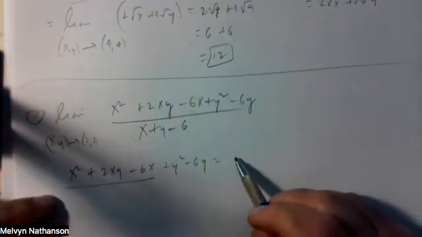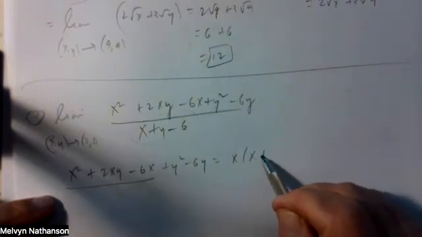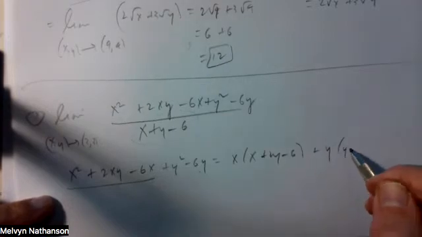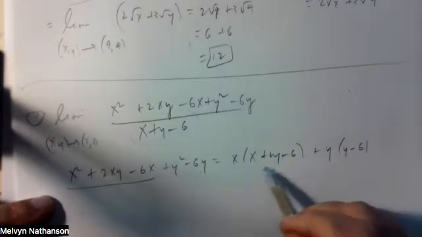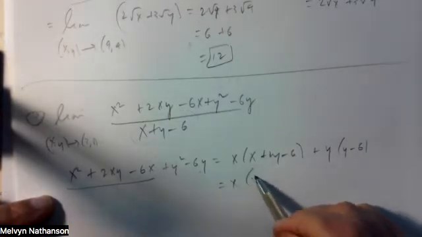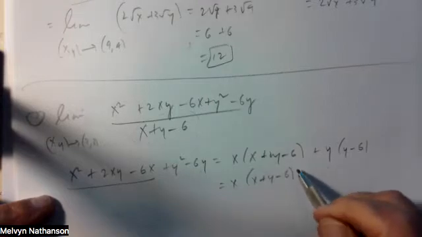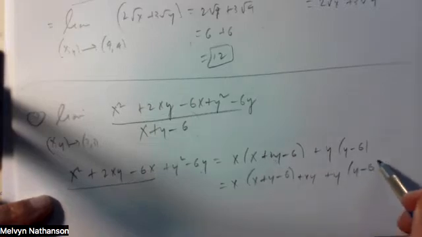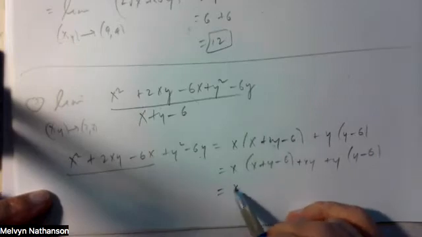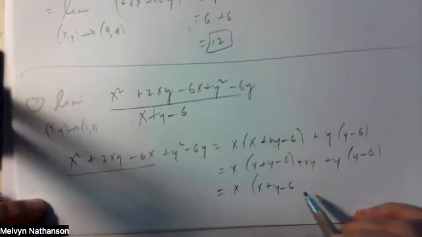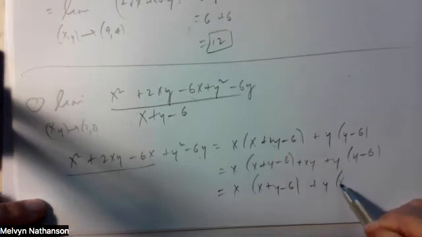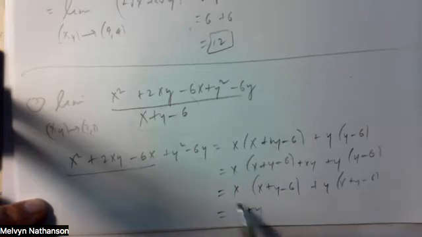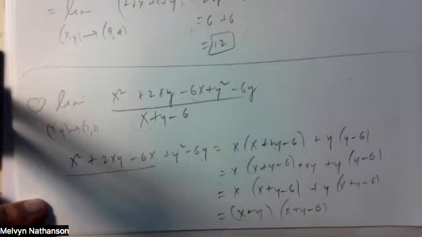So from this, let me factor out an x. I get x times (x plus 2y minus 6). And from this, if I factor out a y, I get y times (y minus 6). And I can write this as x times (x plus y minus 6) plus another y, plus xy plus y times (y minus 6). So this is x times (x plus y minus 6) plus y times (x plus y minus 6). So in fact, this expression is equal to (x plus y) times (x plus y minus 6).